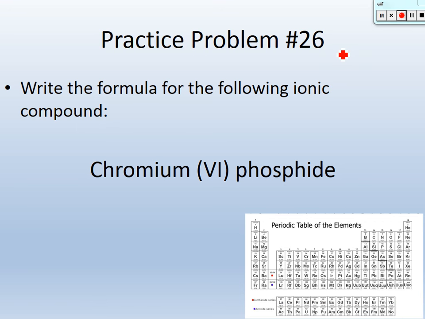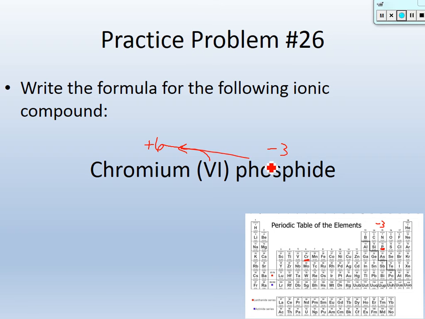Okay, let's see how we did. Chromium sits right here on the periodic table, guys. It's right here. And it tells us that its charge is VI. So VI is what in Roman numerals? 6. Plus 6. Yeah, that is a 6. So chromium has a charge of plus 6. Now phosphide. What element is that? Phosphorus. That's phosphorus. Sits right here. What charge does it have? Minus 3. So I'm going to put the minus 3 right above the name.